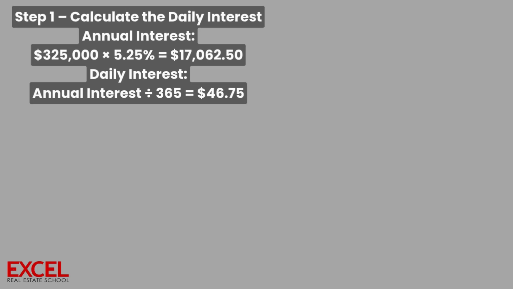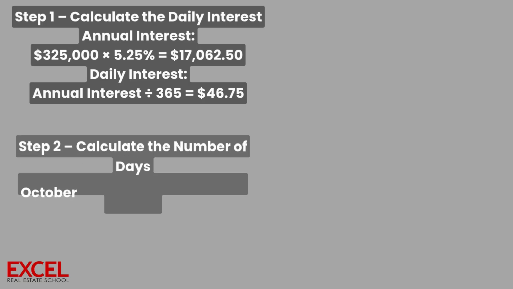So step one, calculate the daily interest. You take the annual interest, that is the $325,000 loan amount, times the 5.25% interest rate. That gives you an annual interest amount of $17,062.52. So now with that annual interest, you divide that by 365. That gives you a $46.75 daily interest amount.